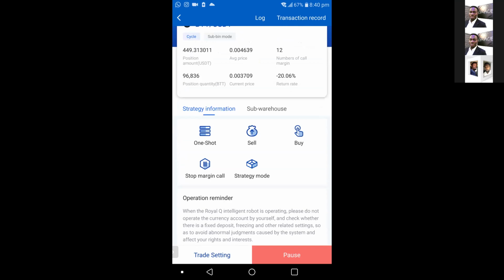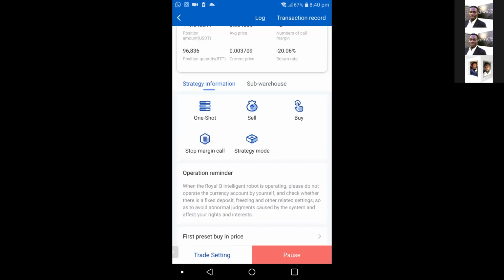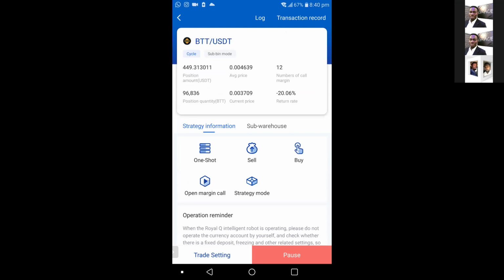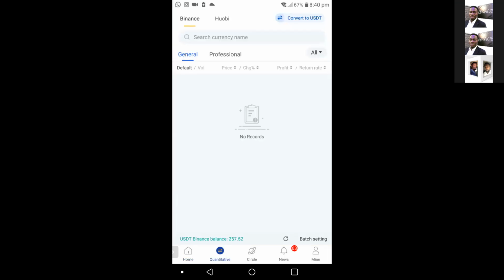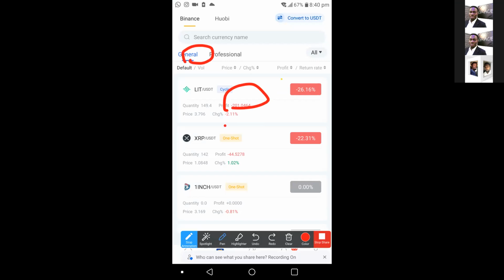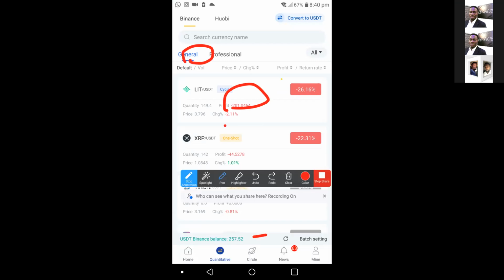But I actually don't want to buy, so I'm just going to stop the margin calls so that it takes the profit from wherever the market continues from. I actually don't want to buy more of this coin because I have other trades that require the capital. So now, once I bind my Binance to my app, I'm going to see my Binance USDT balance. As you can see down here, I have $257 on my Binance USDT balance.